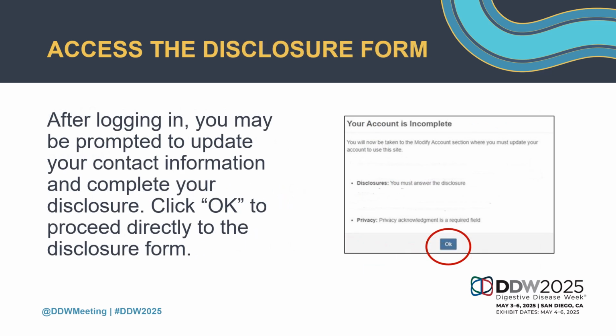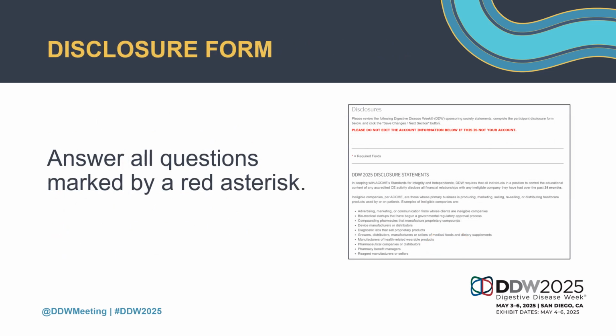If you're logging into the submission site for the first time, you may be prompted by a pop-up message to complete your financial disclosure. Click OK to proceed to the disclosure form. You'll now see the disclosure page, where you'll need to answer all questions marked by a red asterisk. Then click the Save button at the bottom of the screen.